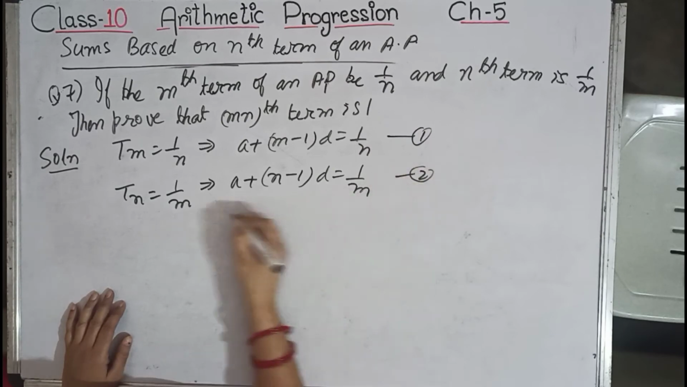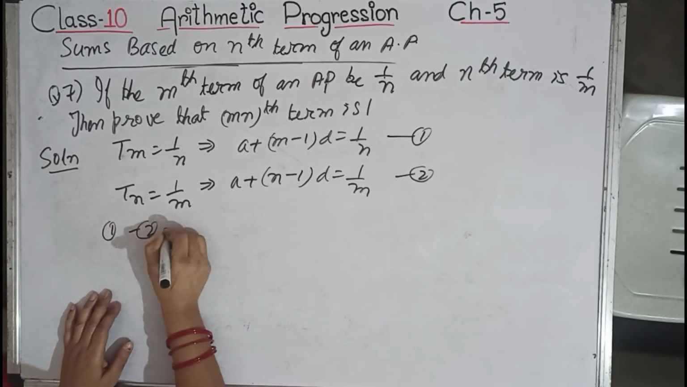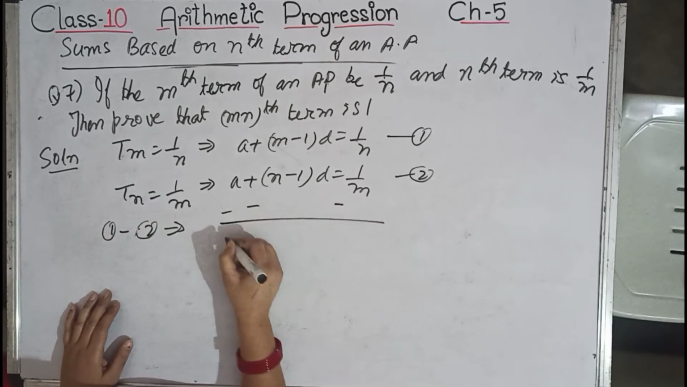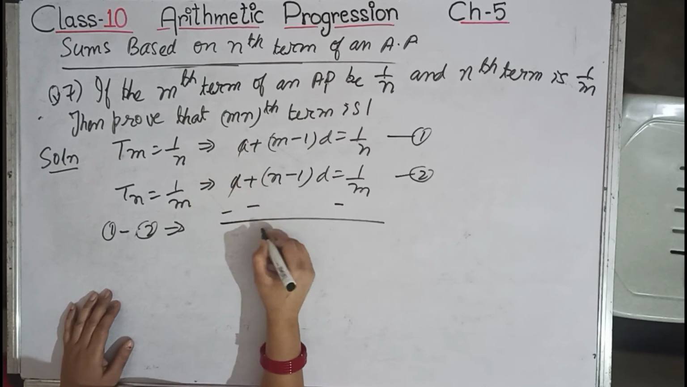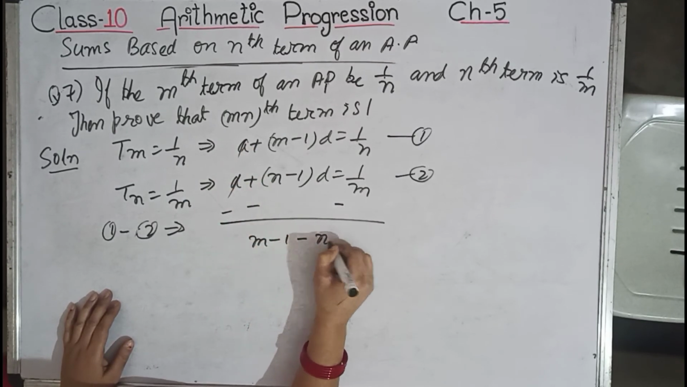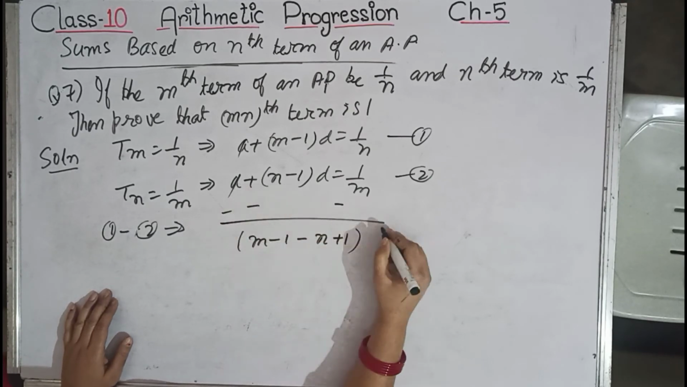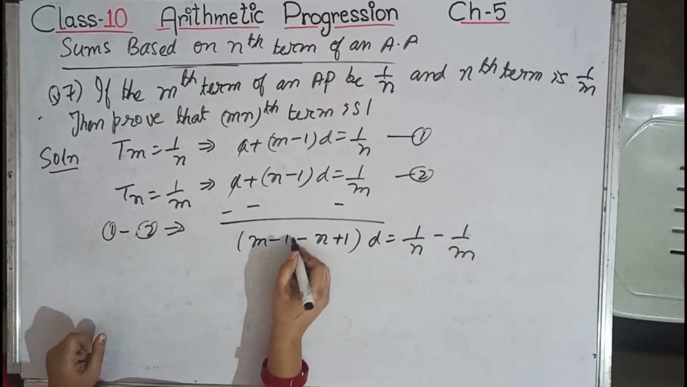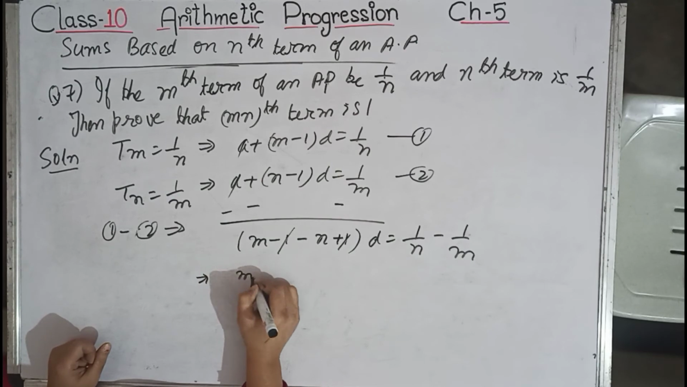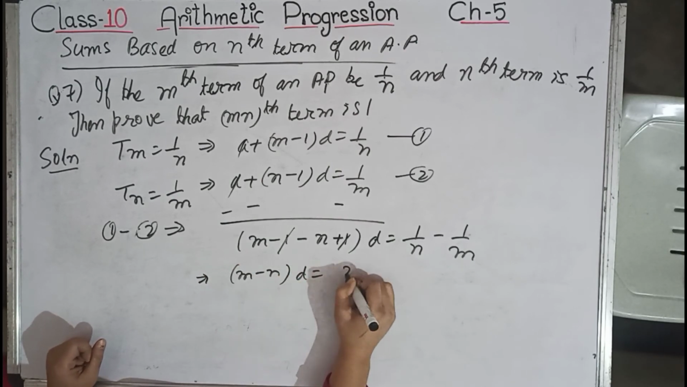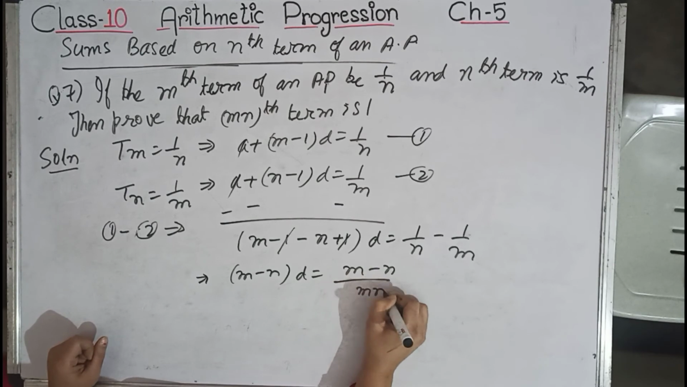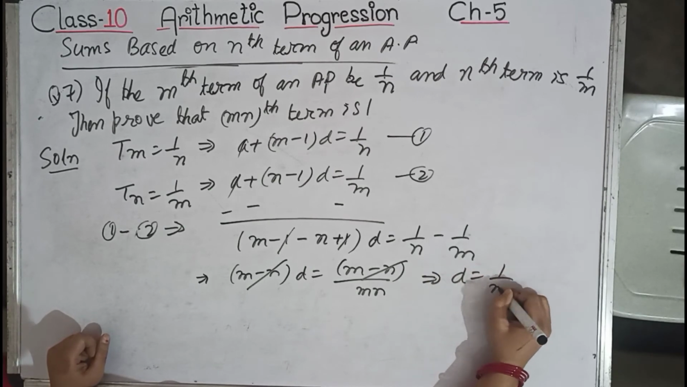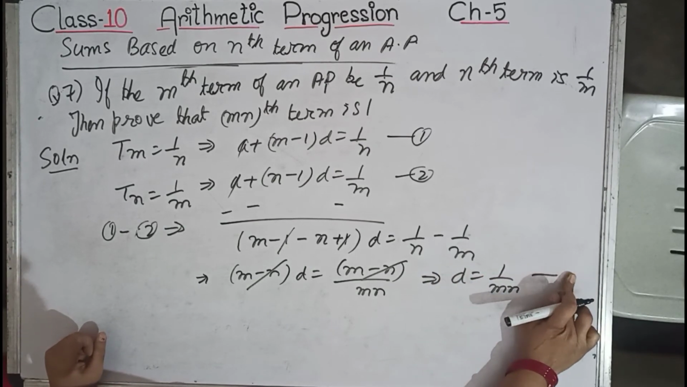So equation 1 minus equation 2. Let us change the signs. A minus A cancels, and we get (m minus 1) minus (n minus 1), into D, equals 1 by n minus 1 by m. Now the 1s will be cancelled. This implies (m minus n) into D equals (m minus n) by mn. This m minus n is cancelled. This implies D equals 1 by mn. Let us make it number 3.